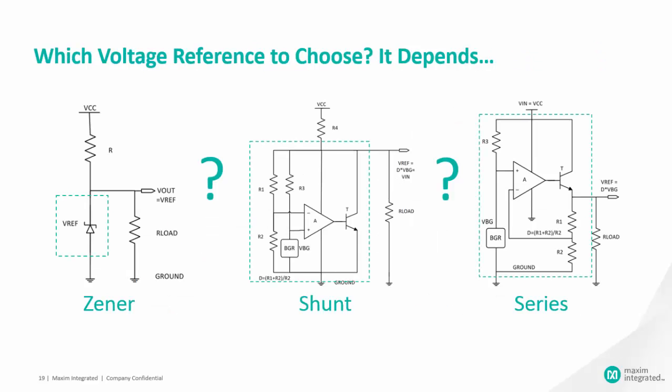So the question remains, which voltage reference should you choose? It depends partially on the load. In the presence of a constant load, the shunt device has lower power dissipation as the load current completely bypasses the reference, so here the shunt wins.